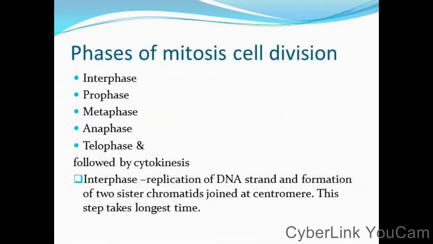Phases of mitosis cell division. There are 5 phases. First interphase, then prophase, then metaphase, then anaphase, and the last one is telophase along with cytokinesis. Interphase: here the replication of the DNA strand and formation of two sister chromatids joined at the centromere takes place, and this takes the longest time.